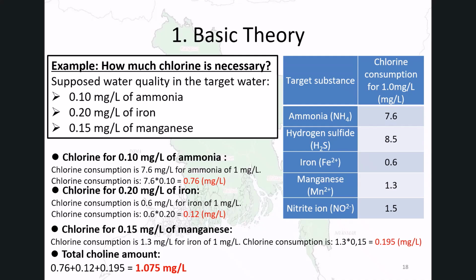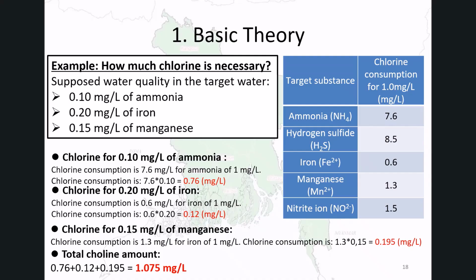For iron, the consumption is 0.6 mg per liter per 1 mg per liter. So, for 0.20 mg per liter, the consumption is 0.12 mg per liter. For manganese, the consumption is 1.3 mg per liter per 1 mg per liter. For 0.15 mg per liter, the consumption is approximately 0.195 mg per liter.